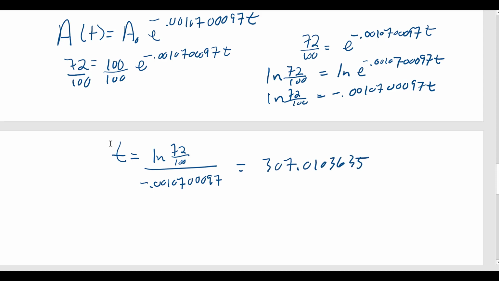307.0103635 days. And that's real close. There might be some round off error on mine or on the problem, but 307.01 should be good enough. Okay, hope that helps to explain how to do this problem.